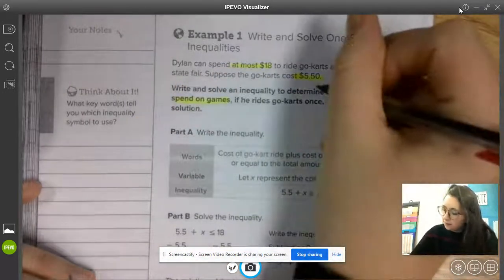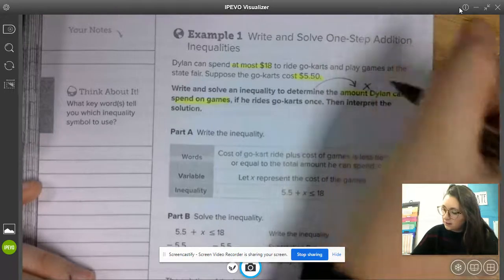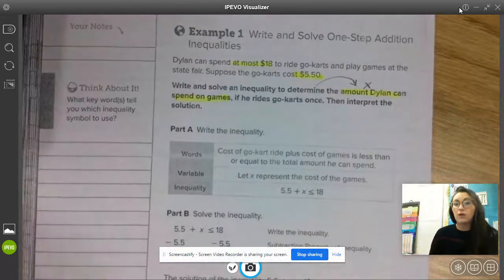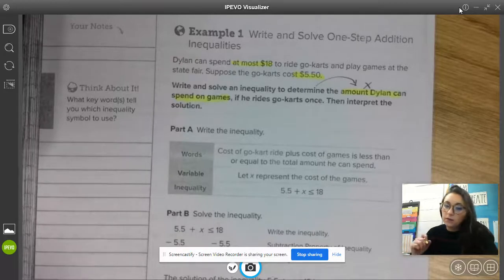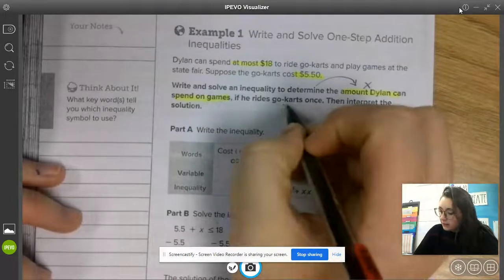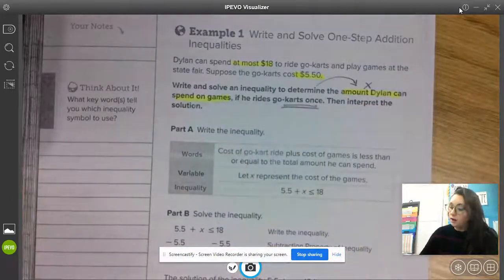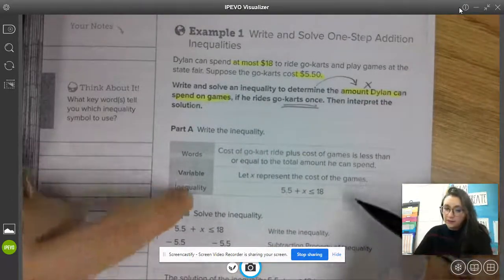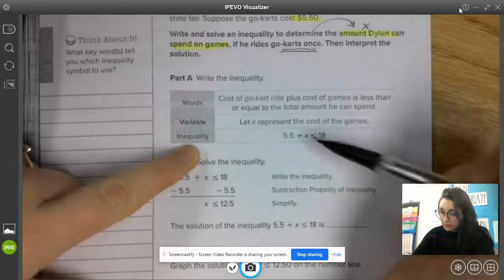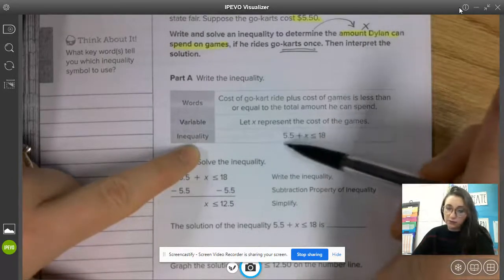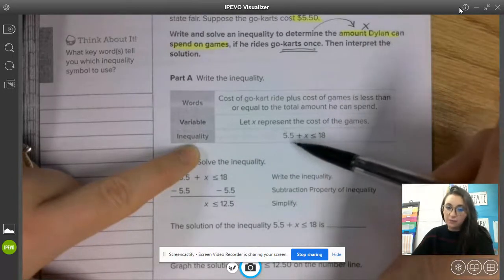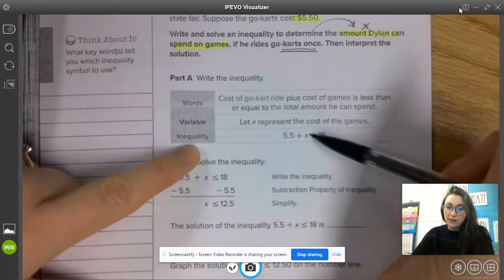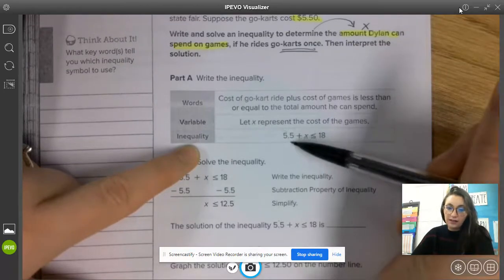That tells me that this is going to be represented by X. That's what I don't know. That's what I'm actually finding. If he only rides go-karts once, then interpret the solution. This is very important, because when I go down here to write my inequality, the cost of the go-kart stands alone. That $5.50 stands by itself. The X that I don't know are the games.